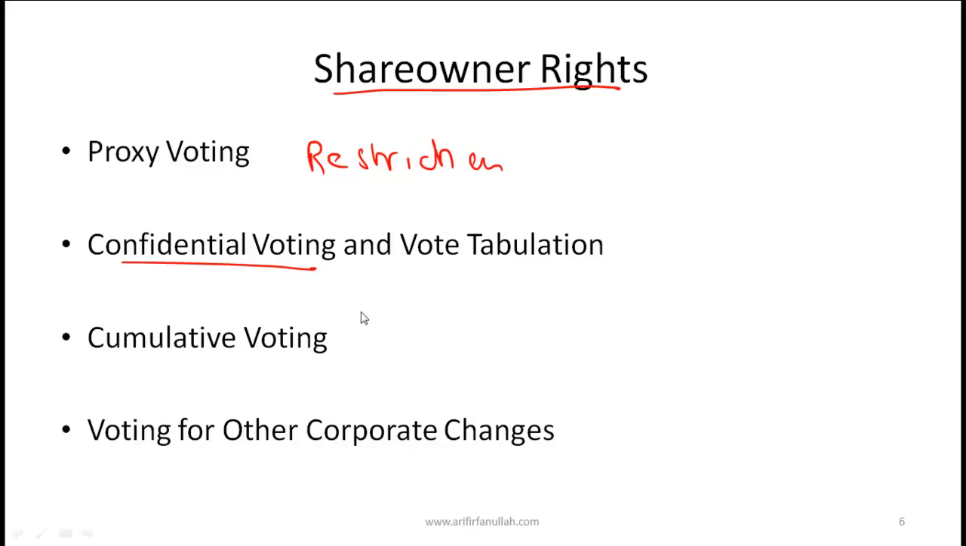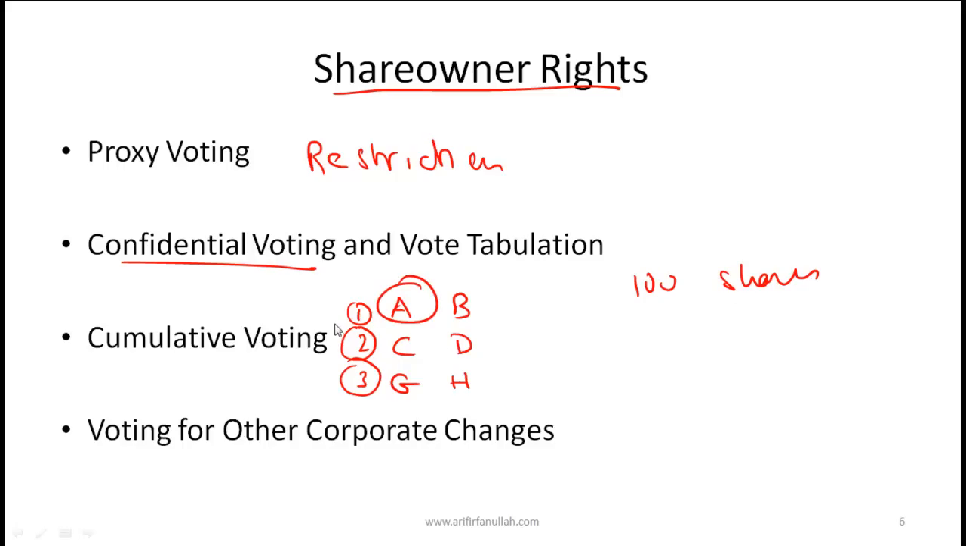Let's say that we have 3 seats on the board that are up for election, and seat 1 is being contested by A and B, seat 2 is being contested by C and D, and seat 3 is being contested by G and H. Now let's say that a given small investor has 100 shares and he feels very strongly about voting for A.